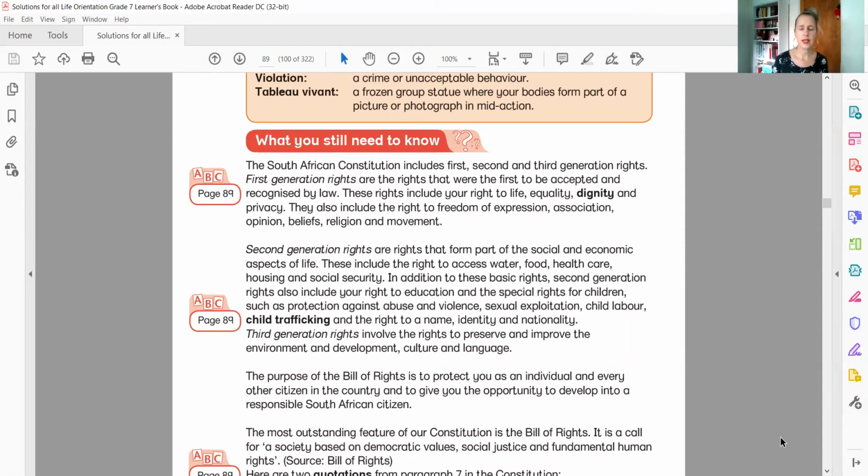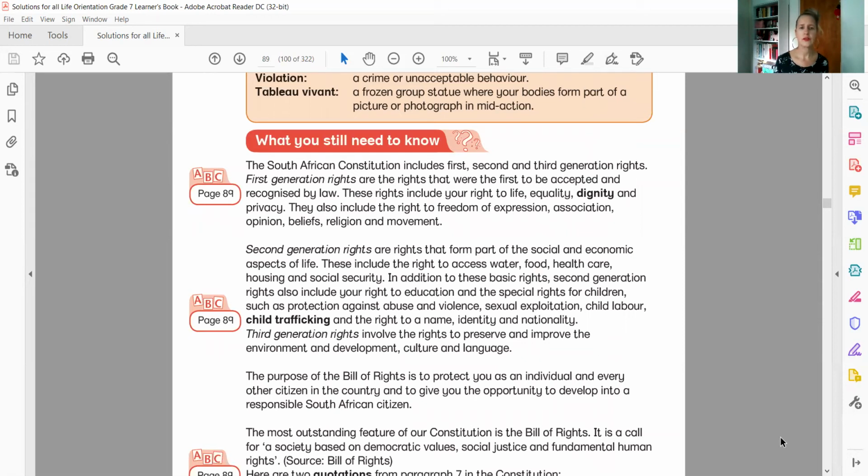First generation rights are those that were first accepted, and they include your right to life, just basics. Life, equality, dignity, privacy, freedom of expression, association, which is people that you mix with, opinion, beliefs, religion, and movement, as far as where you live, where you can move to, etc.